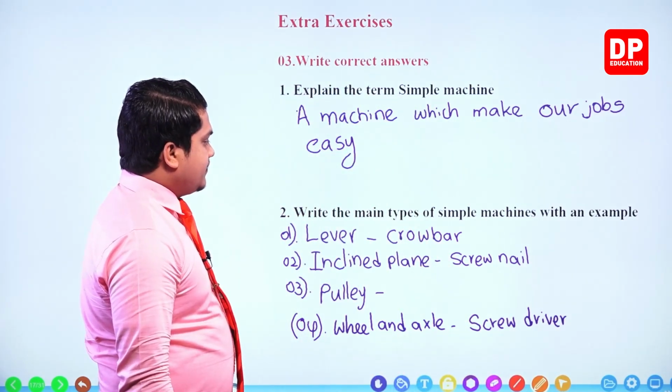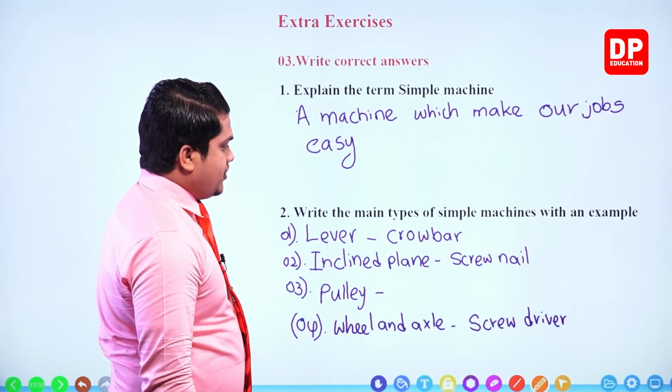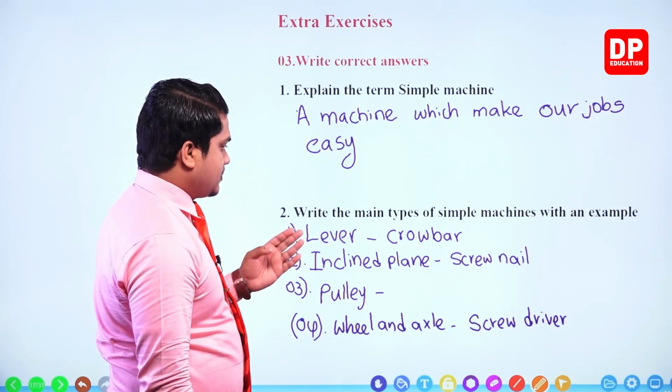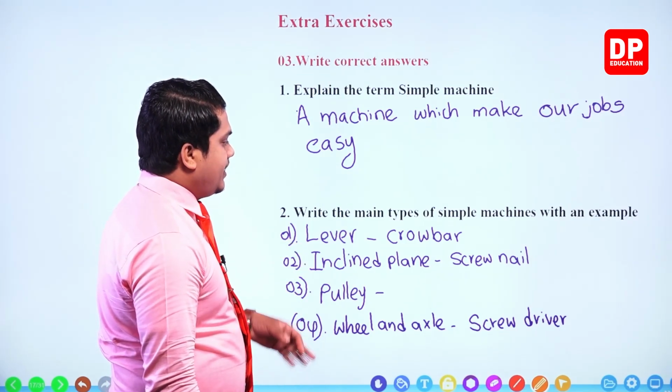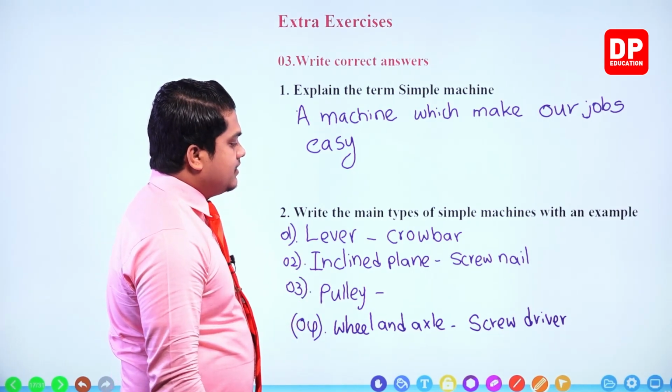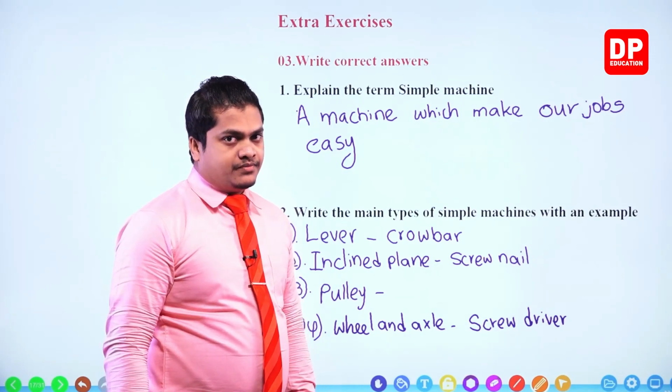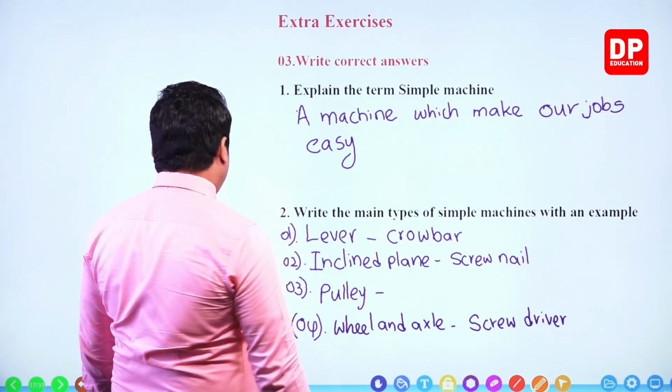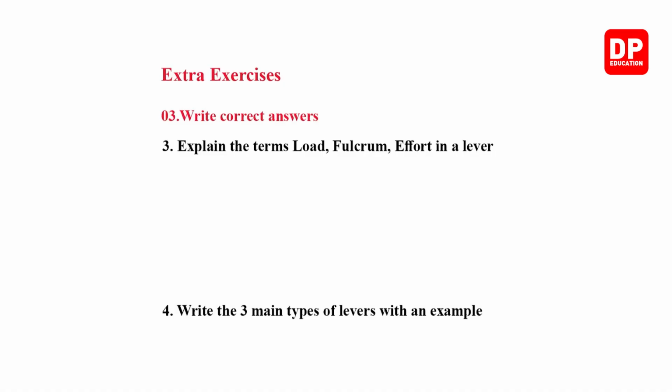Right, so these are the main types of simple machines: lever, crowbar, inclined plane, screw nail, pulley, then wheel and axle, screwdriver. Okay, right. Question number 3. Explain the terms load, fulcrum, effort in a lever.